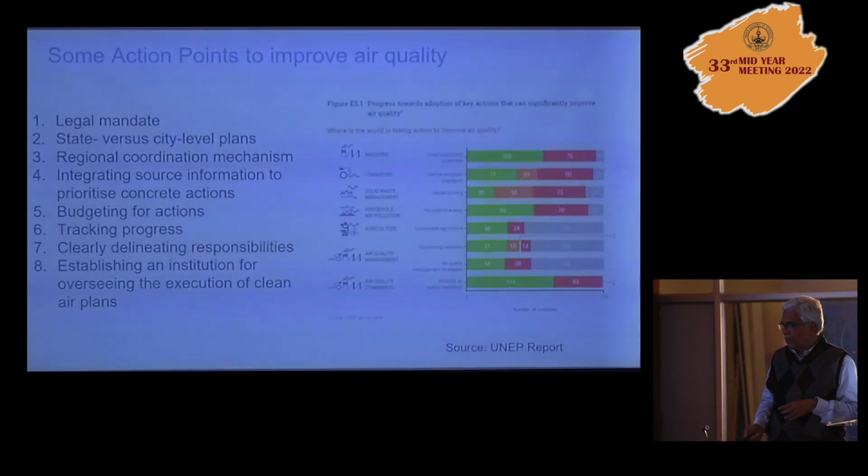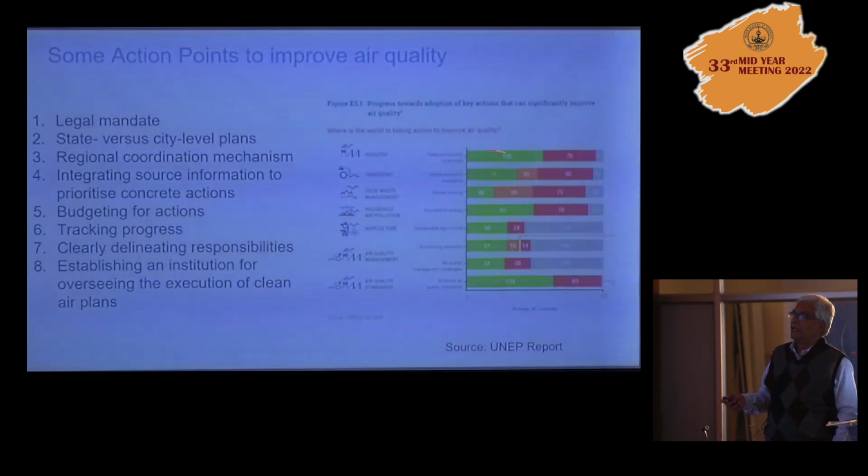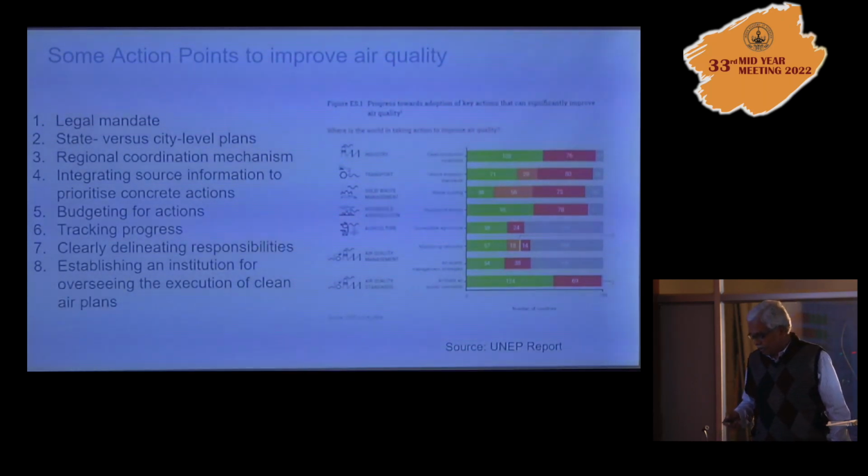And this is a report by UNEP which says how many countries have really started taking actions on different sectors. One is industry, with 108 countries, and transport is 71. Many countries now have air quality standards, but there are red numbers. These are all the countries where they have not done anything. So we have to take action on industry, transport, solid waste management, household air pollution, agriculture, and of course we need good air quality management, which basically means again data and air quality standards.